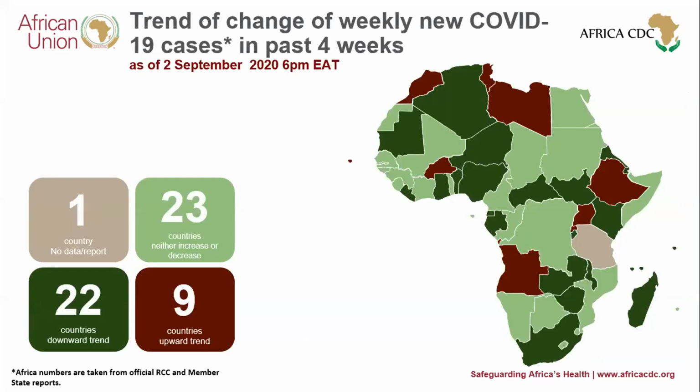This slide shows the trend of the weekly new COVID-19 cases in the past 4 weeks. Here we can see that 22 countries, shown in green, are showing a downward trend, while 9 countries, in the deep brown color, are showing an upward trend. The countries currently showing an upward trend include Ethiopia, Rwanda, Uganda, Libya, Morocco, Tunisia, Namibia, and Burkina Faso.